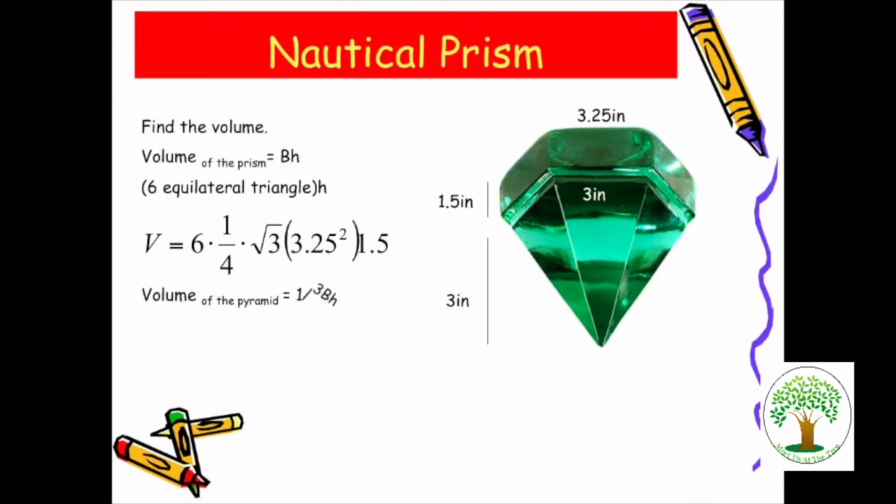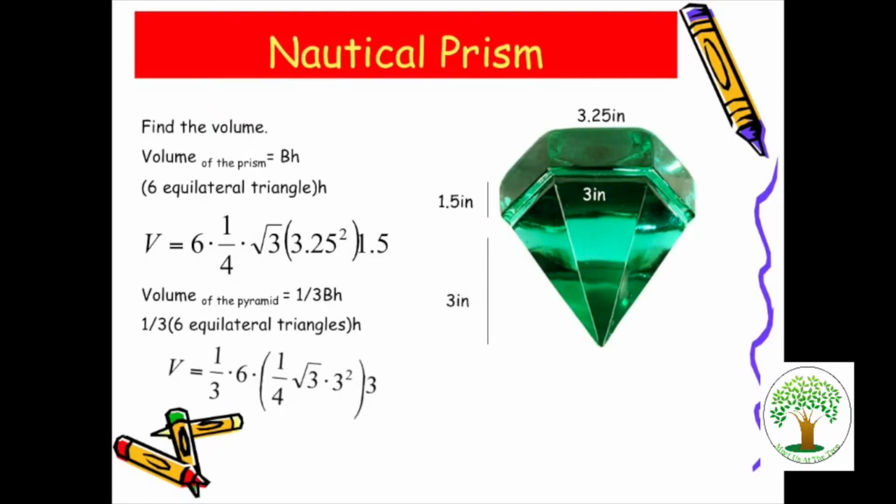Okay? So the volume of the pyramid is 1/3 the area of the base times the height. And so it's the same thing as we had before. We're going to have a 1/3, 6 equilateral triangles and the height. So it's pretty much the same thing here. It's just with a 1/3 in front.